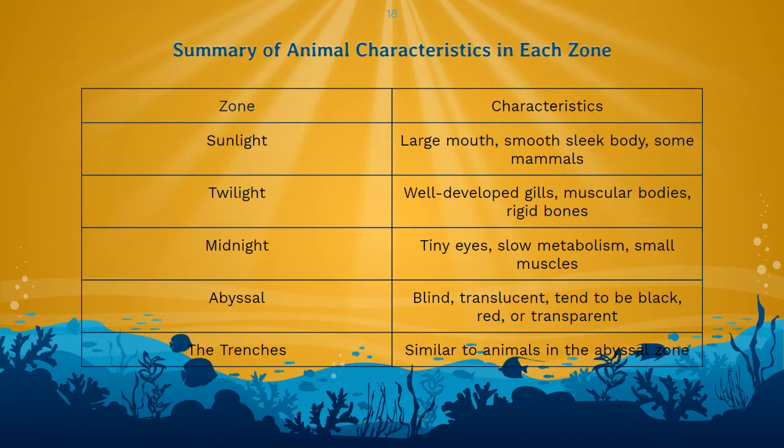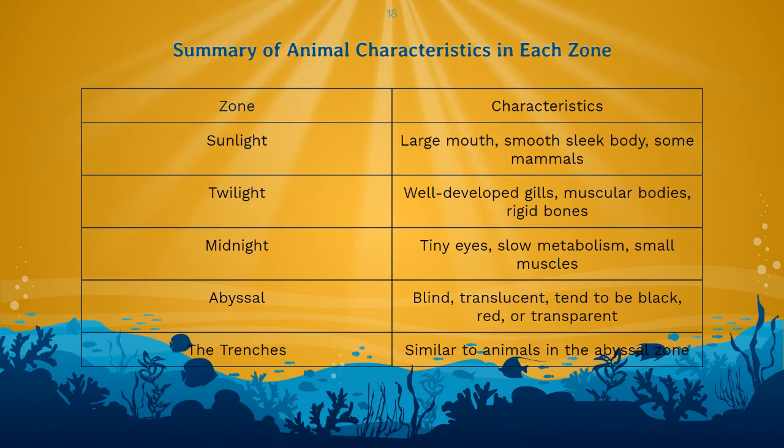Now I just want to summarize all of the animal characteristics in each of the zones. So as you saw in the Twilight Zone, these animals have a large mouth, they have a sleek body, and some of these animals are even mammals. Because, of course, you can receive the oxygen in the Twilight Zone. In the Twilight Zone, since we're getting deeper, we have well-developed gills, they have muscular bodies, and they have rigid bones. This is not for all animals, it's just for most of the animals, since octopus and squid really don't.